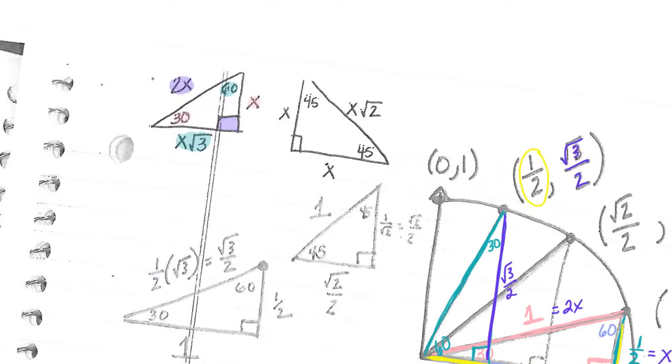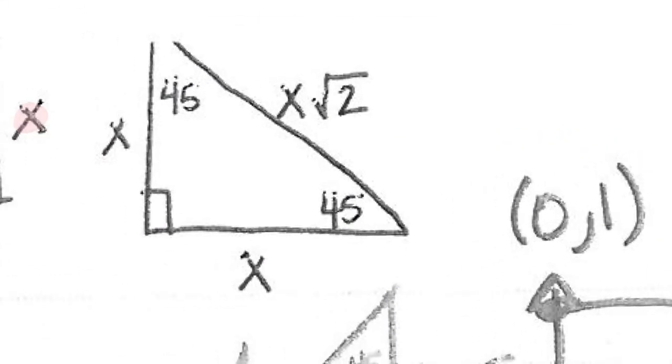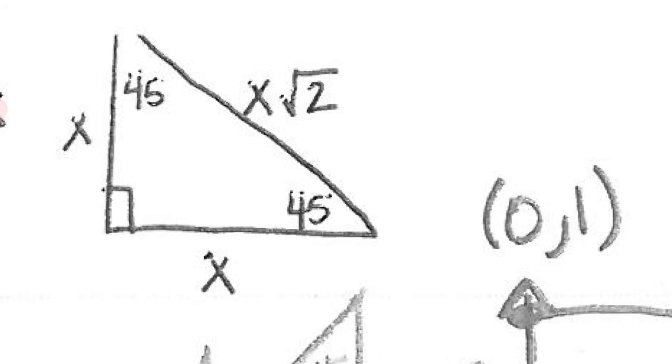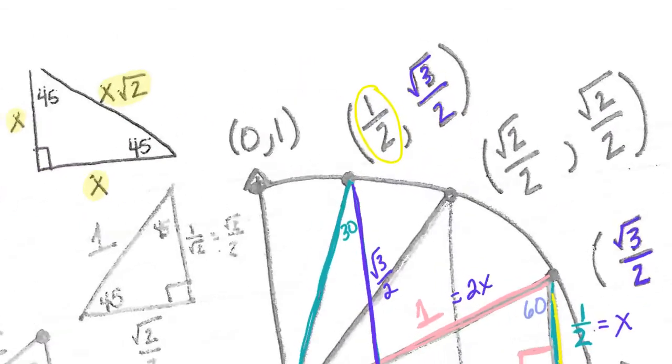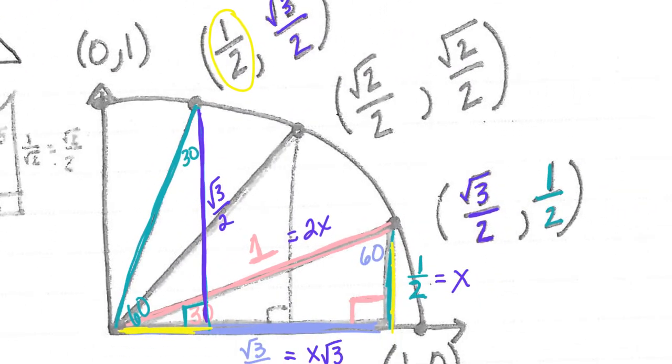The only other thing we didn't look at is a 45, 45, 90. All the 45 degrees are really user-friendly because notice that these are x, x, and x root 2. So no matter where I am at a 45 degree, let's go ahead and go back to our unit circle.